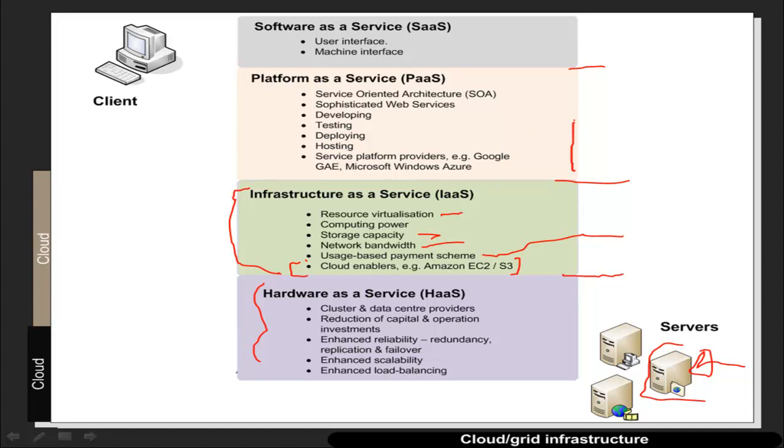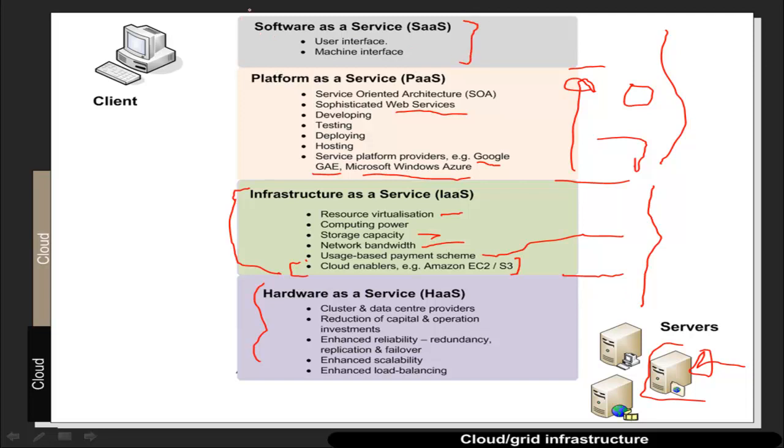Above that we can then define platform as a service, and this is where we start to get our service oriented architectures where we can integrate web services and build applications around them. Examples of this include Google's App Engine and the Microsoft Azure cloud infrastructure. At present Microsoft has applications at this layer but does not have anything at this layer. And then at the very top we can have software as a service, and this allows users to create their own software applications.